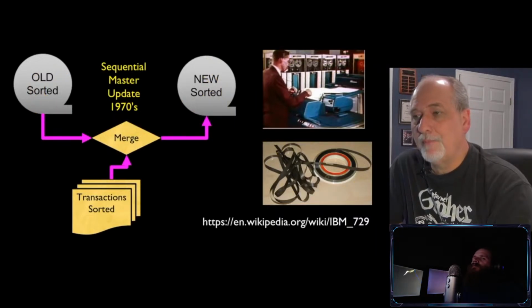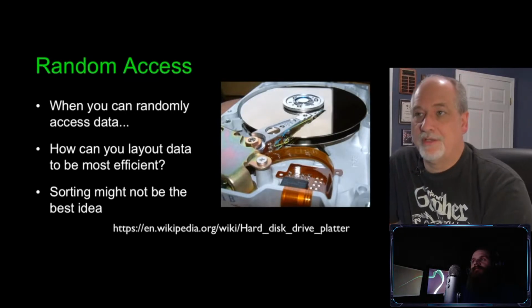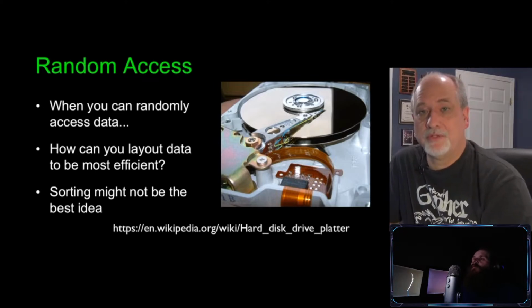Now, it didn't take random access. When you can randomly access data, how can you lay out data to be most efficient? Sorting might not be the best idea. That went along until the disk drives got better and better and better, and you could store the entire accounts, all the accounts and their current balances on computers.